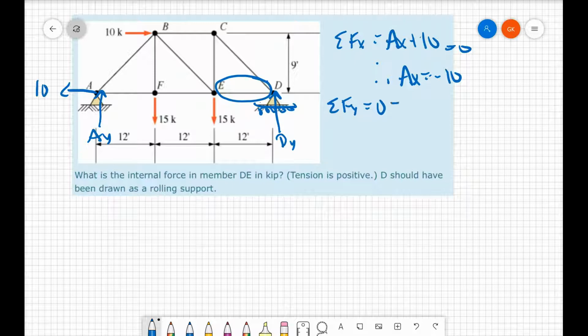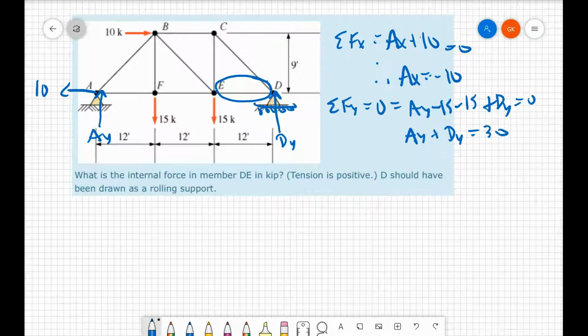Then sum of the forces in the Y is equal to 0. And that will be equal to AY plus 50. Oop. Careful with your minus signs. Minus 15 minus 15. And then finally, plus DY. Now this is not symmetric, so these forces aren't going to be the same this time. And so what I get is that AY plus DY is equal to 30.